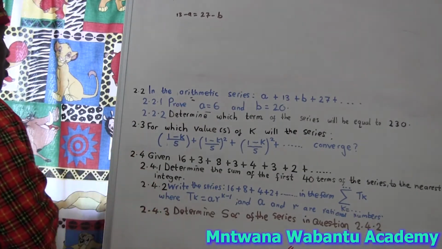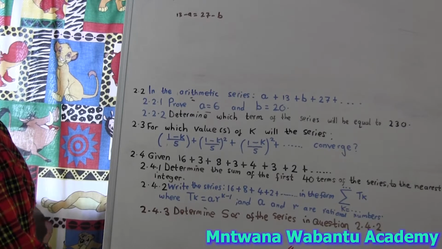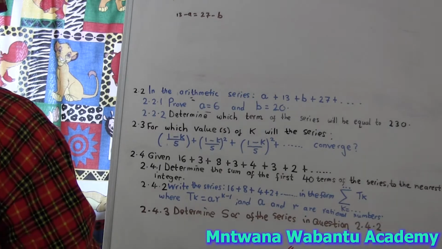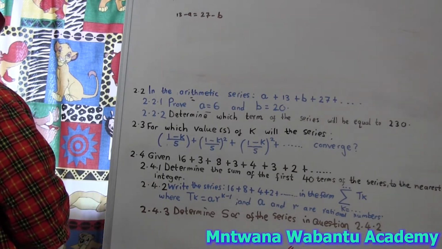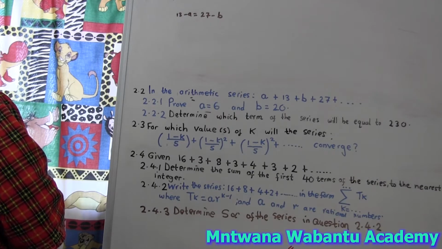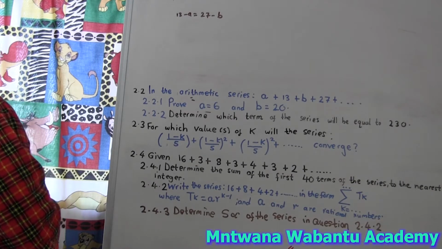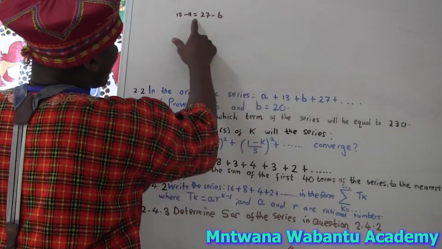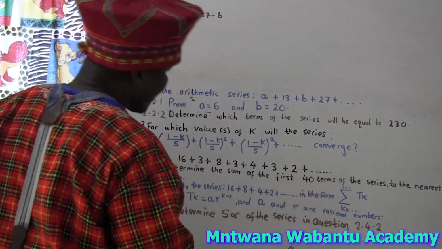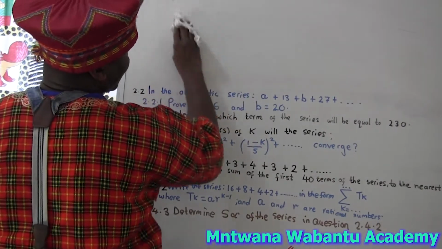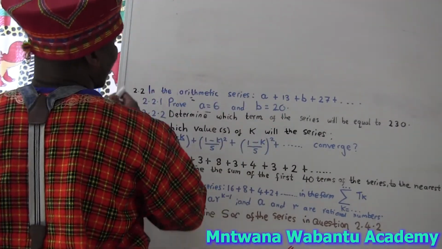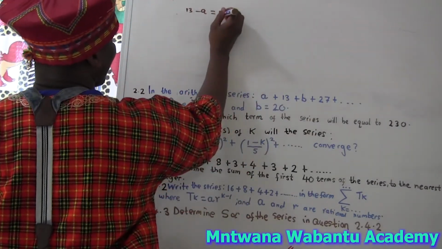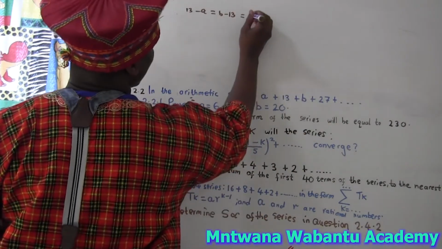So prove that A equal to 6. That's going to give me the common difference. Let me see. So we say this minus this. Oh, I think I forgot something. I'm wrong, man. This is very wrong. Excuse me. Because it must be next minus previous, 13 minus A, it must be equal to B minus 13, and it must be equal to 27 minus B.